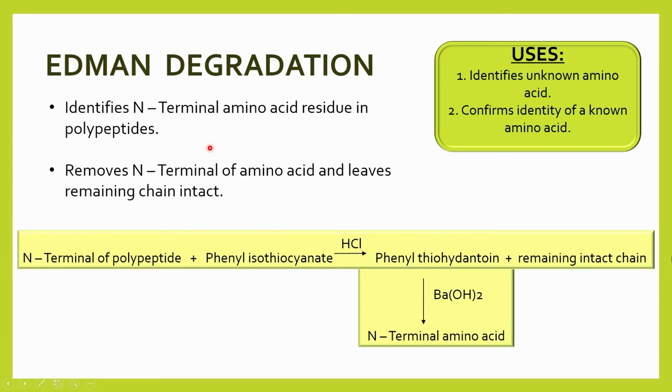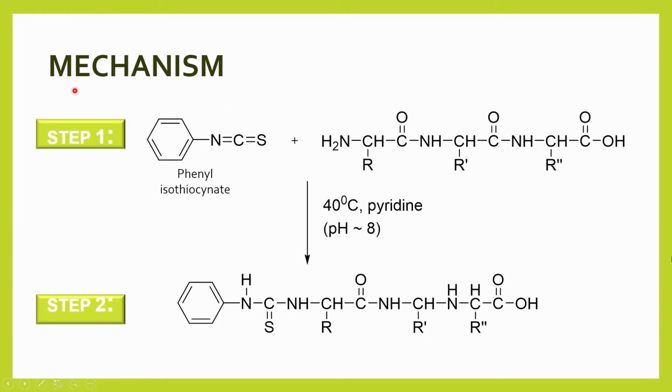So Edman degradation has two uses, the first being identifying the unknown amino acid through this way, and the second is confirming the identity of a known amino acid. Now let's get into the mechanism of Edman degradation, how it's done step by step. So in the first step, we have taken a polypeptide chain. For the ease of writing the mechanism, we have taken a simple tripeptide.